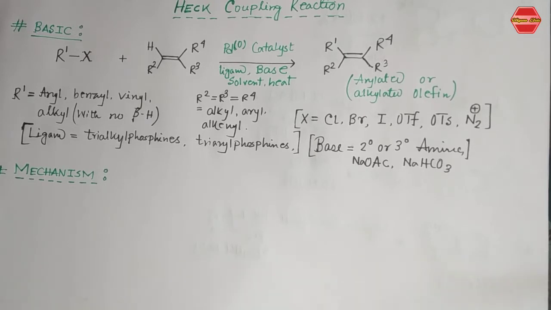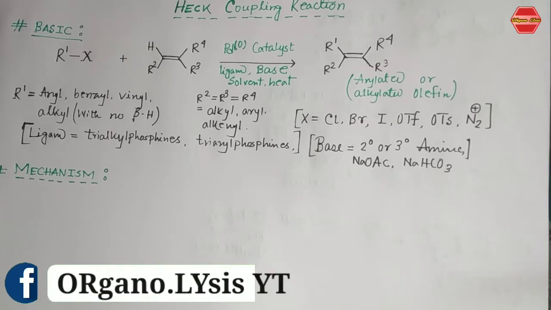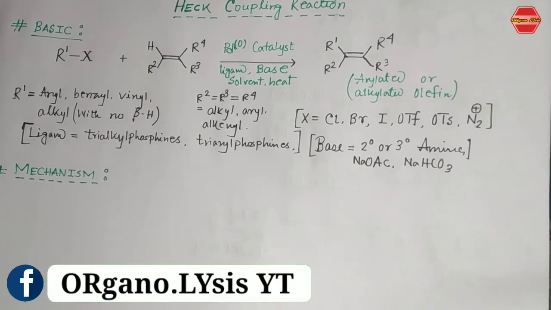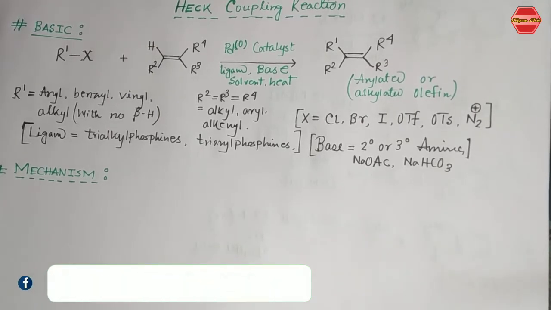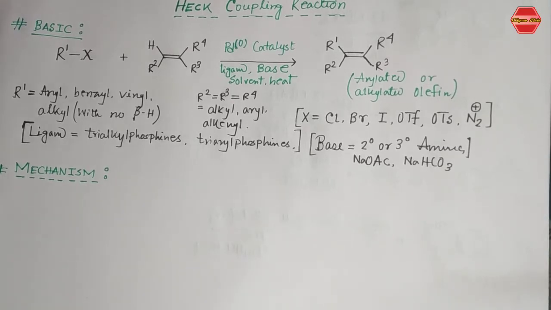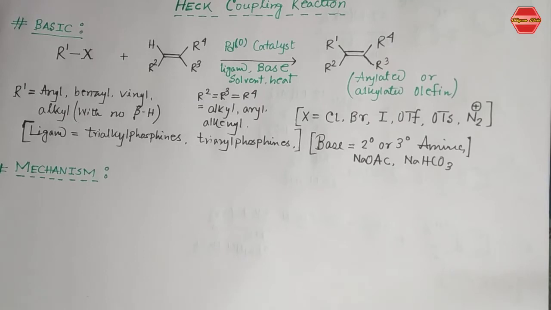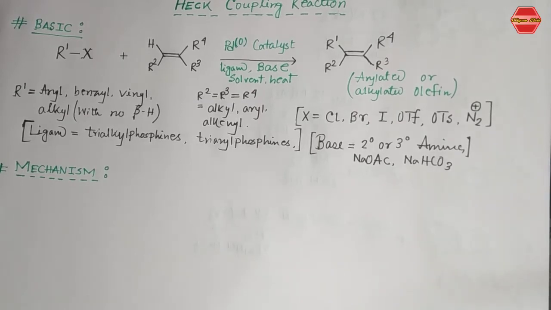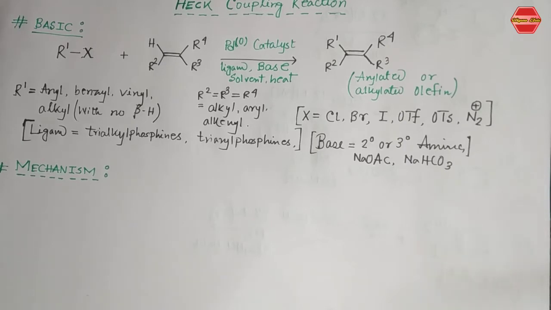Now in this particular video we are going to discuss important name reactions as well as organometallic reactions, and they are basically called the cross coupling reactions. From today onwards we will only discuss cross coupling reactions. There are lots of cross coupling reactions, and some named cross coupling reactions are very important. So we are starting with the Heck coupling reaction.